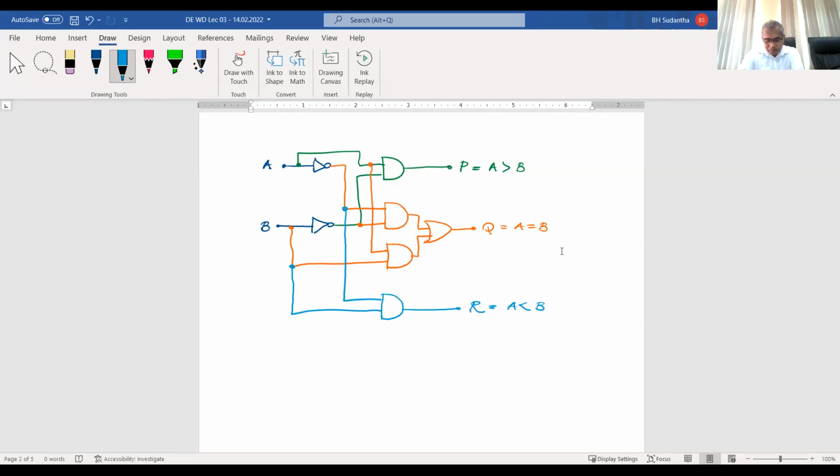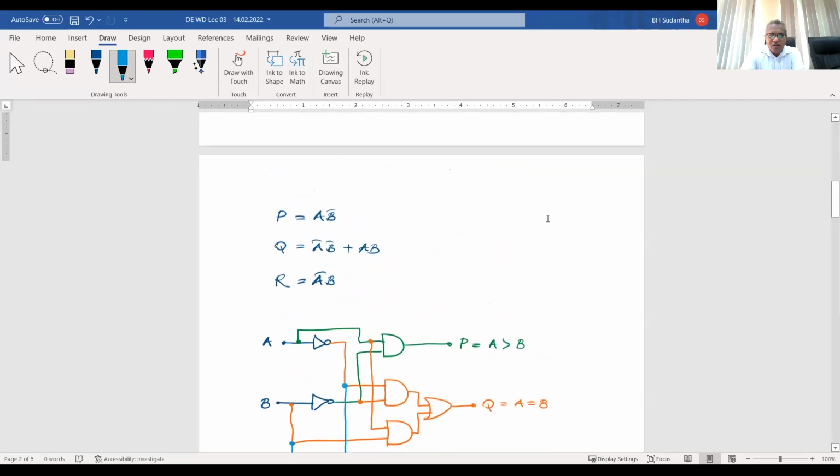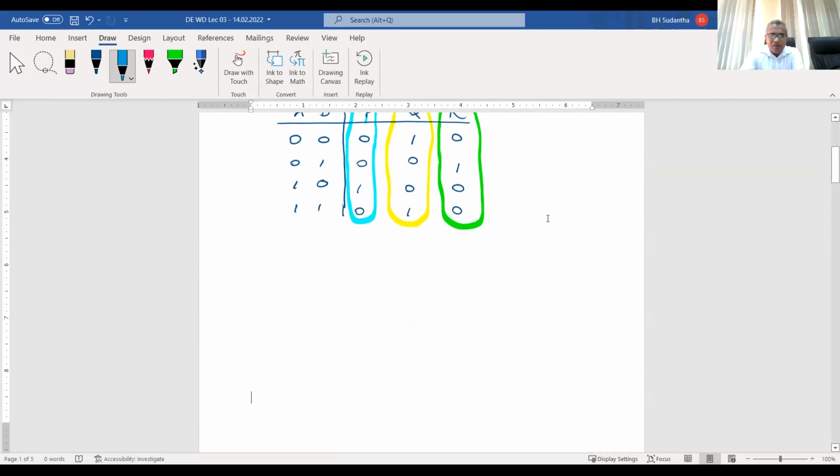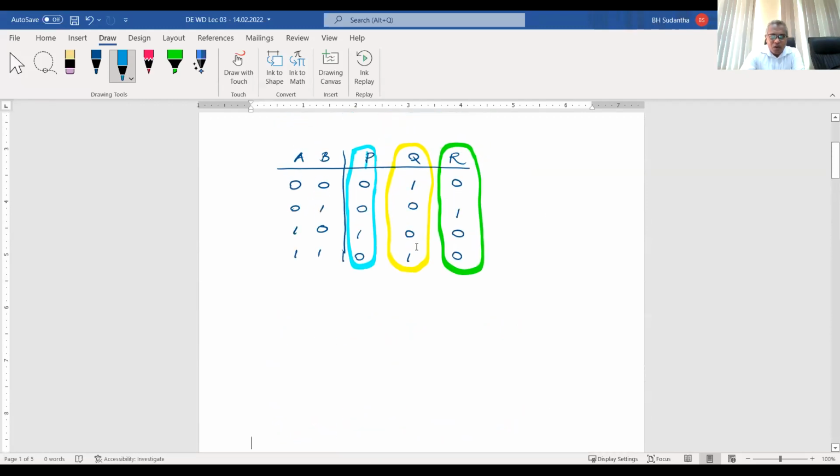Is it okay? Can you please explain how you got the equations again? I think we have written these equations considering these 3 output columns. To write P, we have to consider the P output column. To write Q, we have to consider the Q output column. To write R, we have to consider this output column.